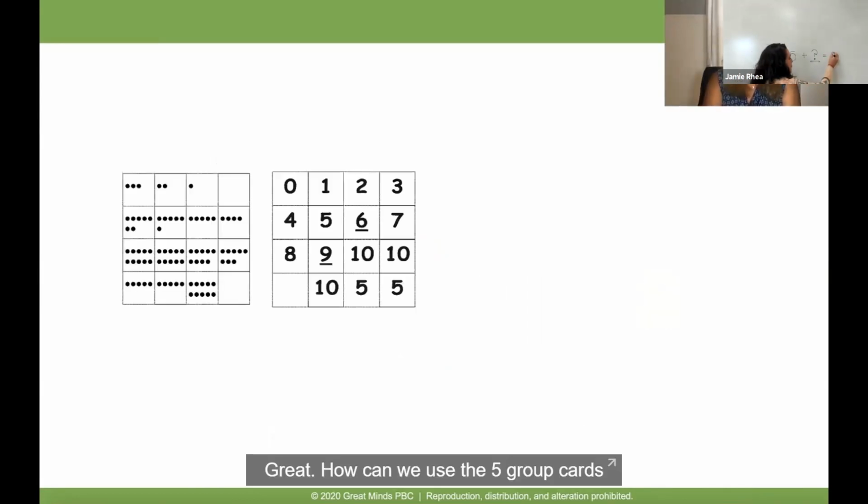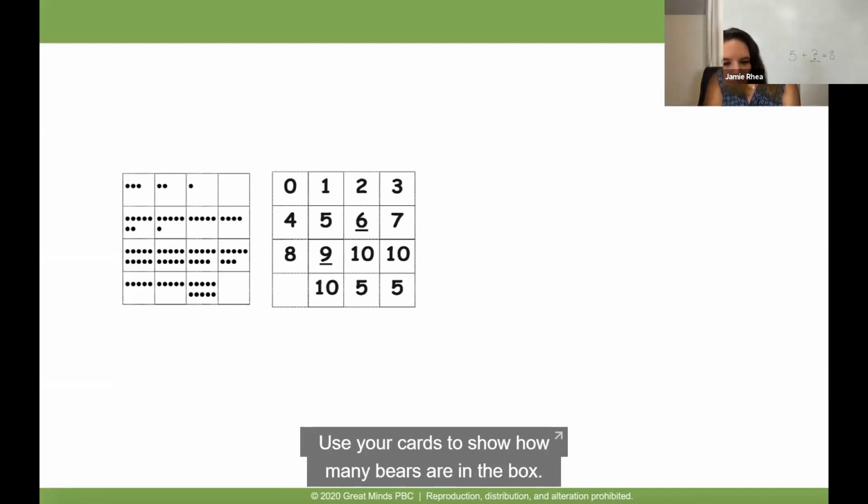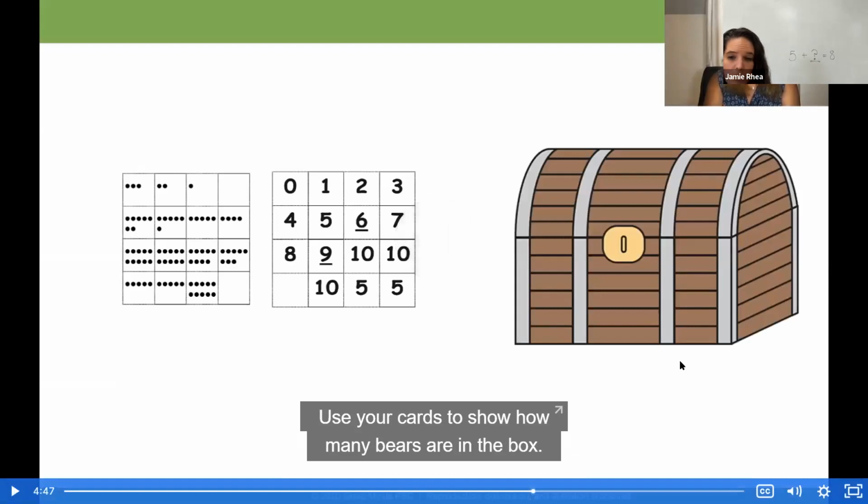Great. How can we use the 5 group cards to figure out how many more bears came out of hibernation? Use your cards to show how many bears are in the box. We don't have group cards for us to work with, so what I want you to do is write on your board what you think, or how many you think are in the box. So if I have 5 bears already and some more come out of hibernation and now there are 8 bears, how many are in my mystery box? So write on your board how many you think.